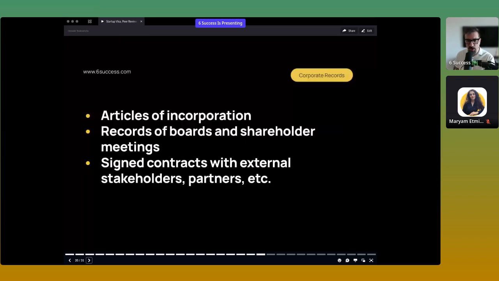Another one is the corporate records. It's one of the most obvious ones. So they need articles of incorporation, records of board and shareholder meetings. Every startup, in order to be successful, should have constant and continuous improvement internally. They should be able to communicate with each other and sit down and make plans, decide. And one of the methods they do it through is shareholder meetings.